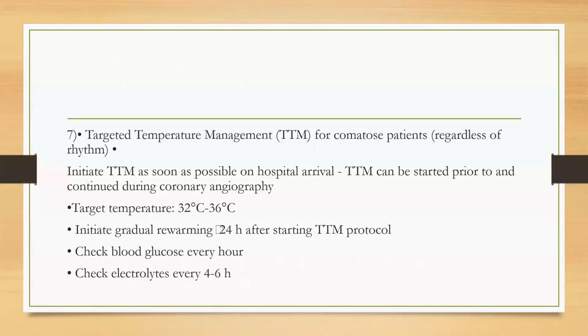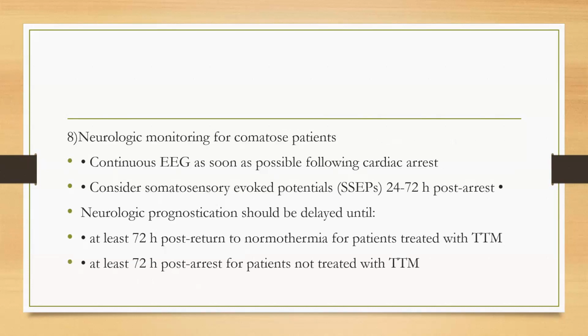Check the blood glucose every hour. Again, there are no specific glucose criteria, but we should maintain the blood glucose level between 140 to 180, and hypoglycemia should be avoided. Check electrolytes every 4 to 6 hours. For neurological monitoring of the comatose patient, use continuous EEG as soon as possible following cardiac arrest. Consider somatosensory evoked potential 24 to 72 hours post-arrest. Neurologic prognostication should be delayed until at least 72 hours after return to normothermia for patients treated with TTM, or at least 72 hours post-arrest for patients not treated with TTM.